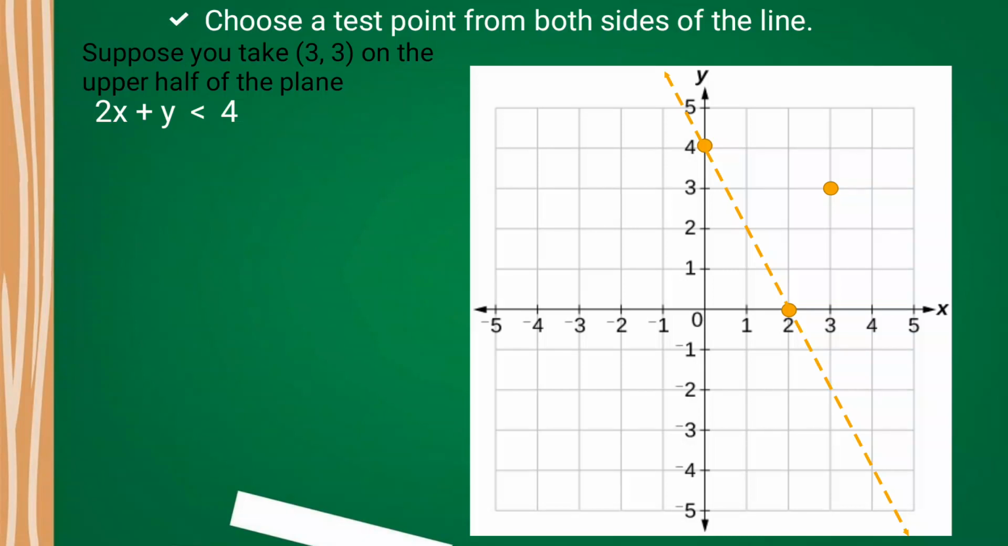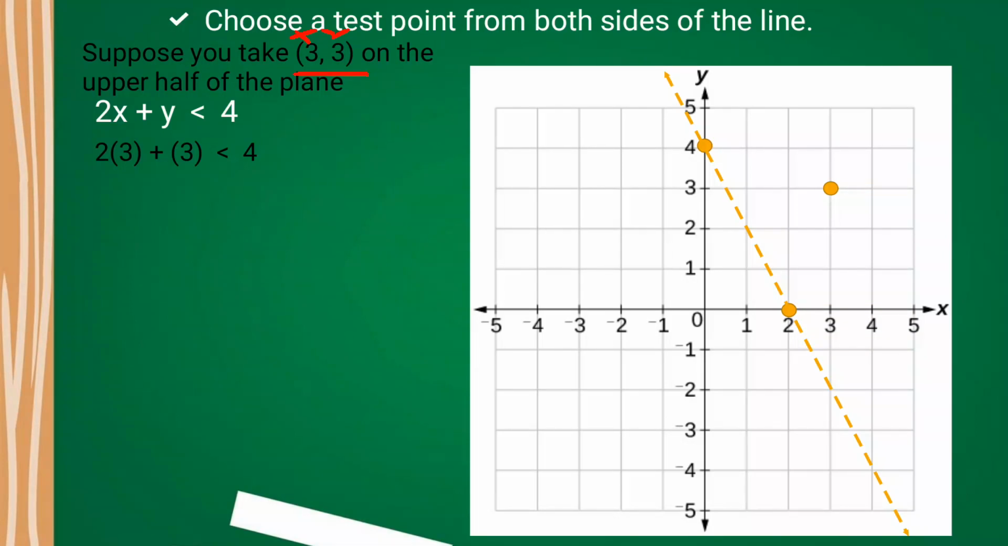So, we have here 2x plus y is less than 4. So, we have here 3, 3. Ito daw po yung point natin, si 3, 3. Substitute natin. Remember po na yung nauunang number is si x followed by y. Palitan daw po natin si x ng 3, palitan natin si y ng 3. So, we have 2 times 3 plus 3 is less than 4. Pinalitan lang po natin si x at si y.